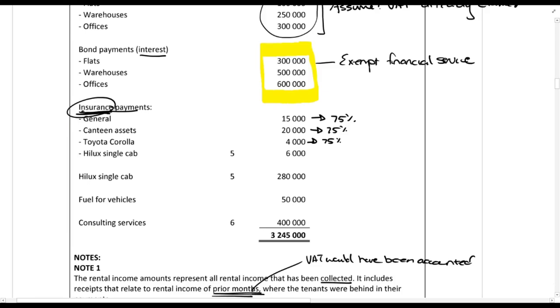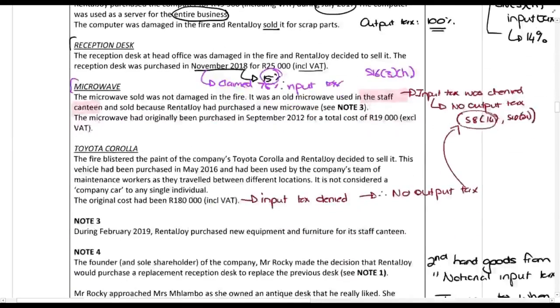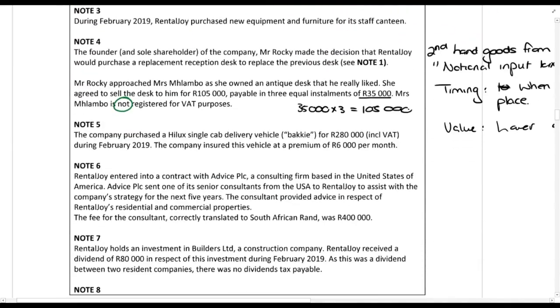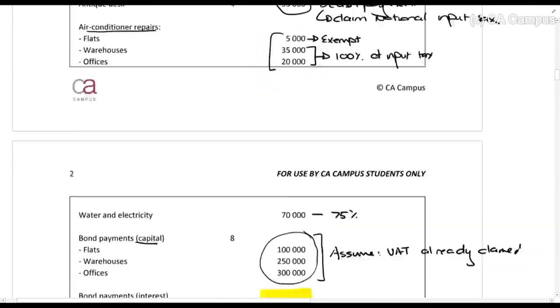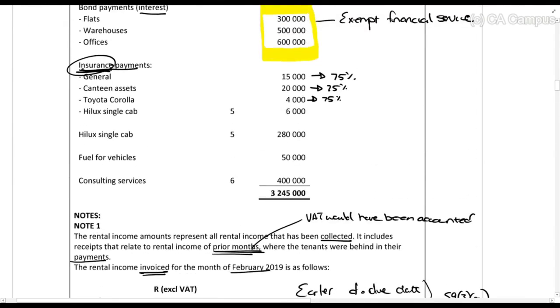And the Hilux single cab, well, what did they say? Let's look at note number 5. The company purchased a single cab delivery bakkie. Remember, this is not a motor car. For 280,000 rands in February 2019, they insured it at a premium of 6,000 rands a month. So you can claim input tax. How much would you claim? 75%, because it's used for the entire business. The same with that insurance over there, that 6,000 rands insurance, you can claim the VAT on that.